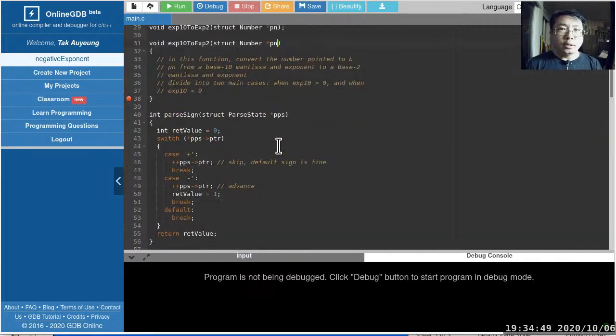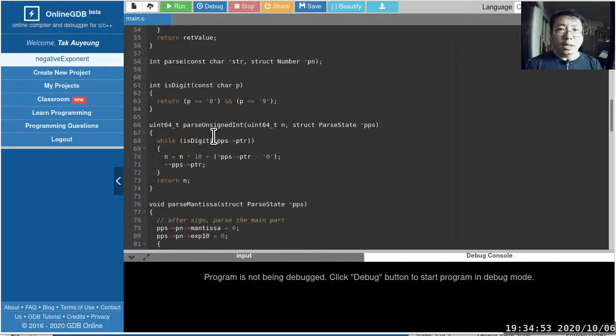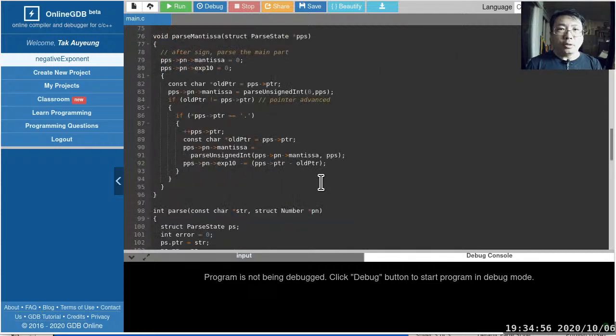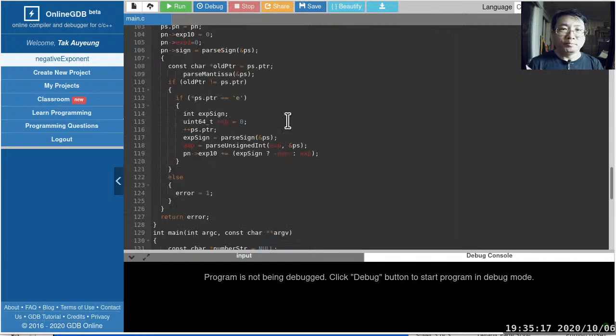The rest, starting with parse sign, parse blah blah blah, parse parse parse, those are things that I did in order to convert the base 10 string, the base 10 scientific notation string, into the structure that you just saw. So you don't have to mess around with these functions. In fact, don't mess with these functions, because if you mess up these functions, then it's not going to parse correctly.